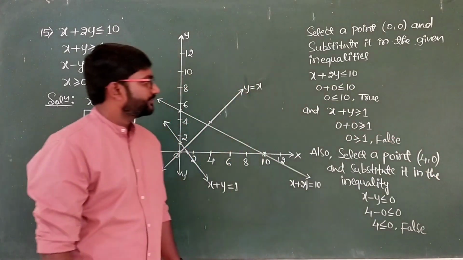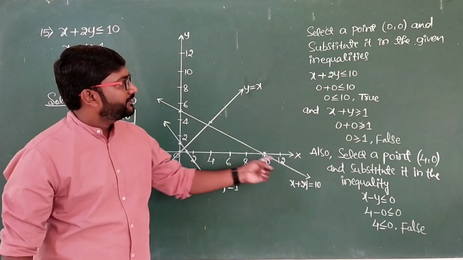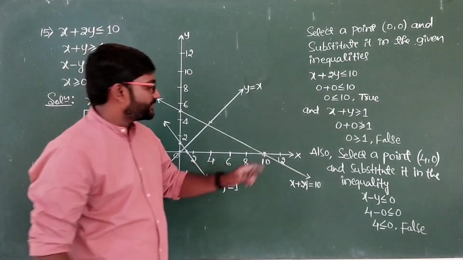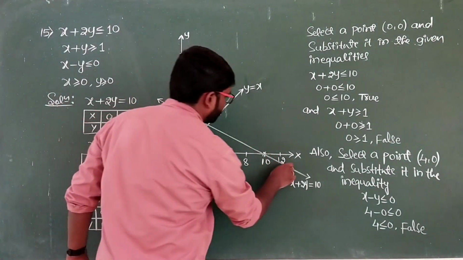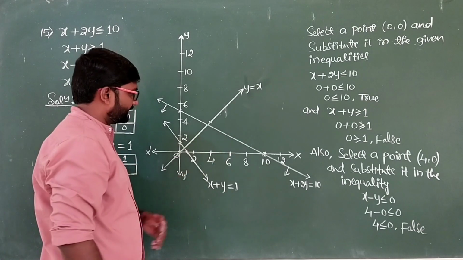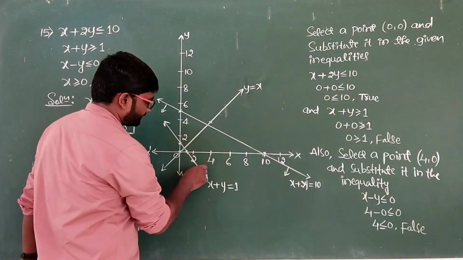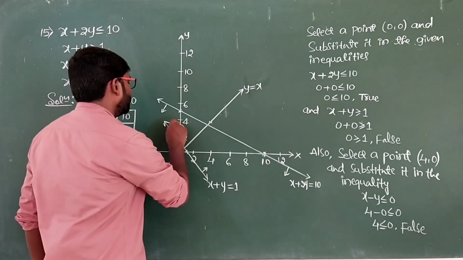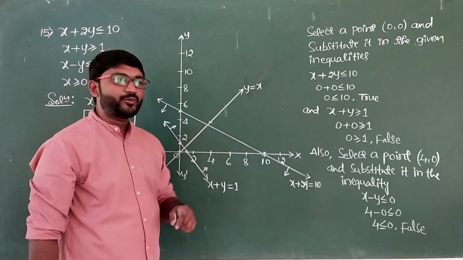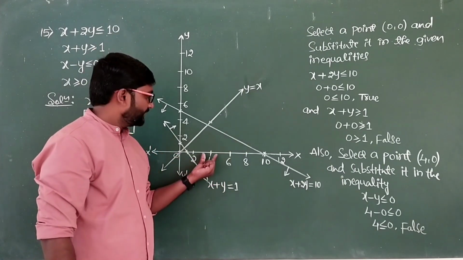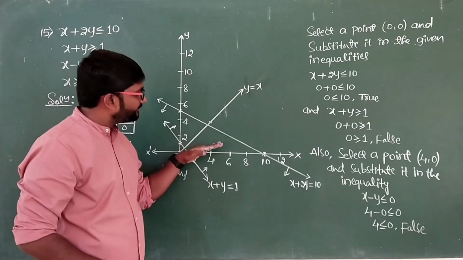So let us go for the shading process. First one, it is true. For x plus 2y equals 10, it is true, which means for this line we have to shade the region towards the origin. Then for this line it is false, that means away from the origin. Then for the line passing through the origin, we have taken 4, 0 and the condition is false, so we have to shade the region away from this point.